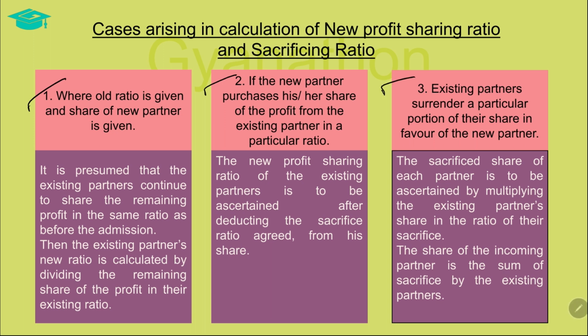Then the sacrificed share of each partner has to be ascertained. This is done by multiplying the old share by the ratio of sacrifice. Further, the share of the incoming partner is calculated by taking the sum of the share sacrificed by all the existing partners.